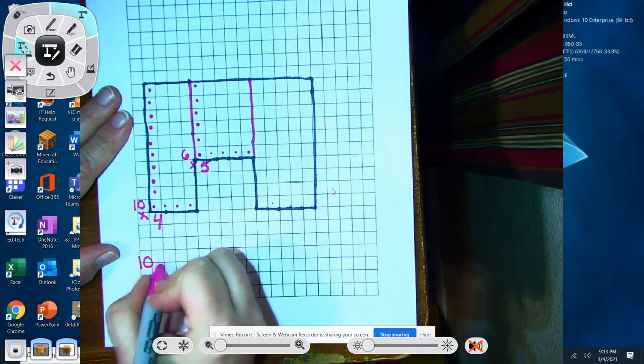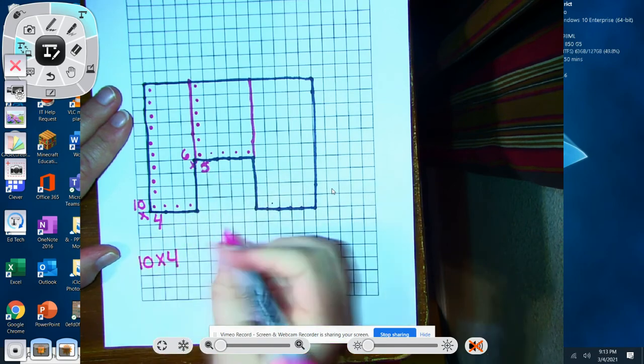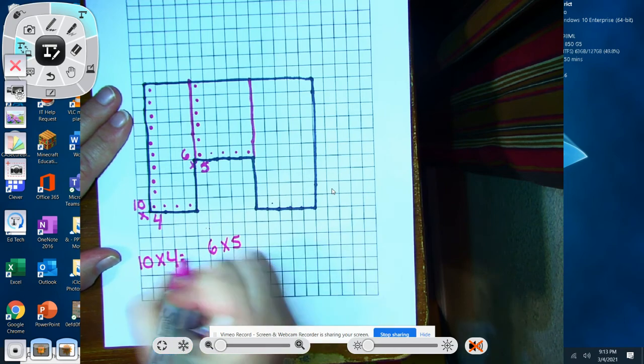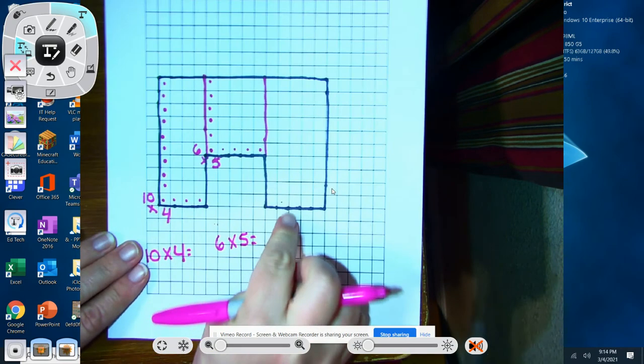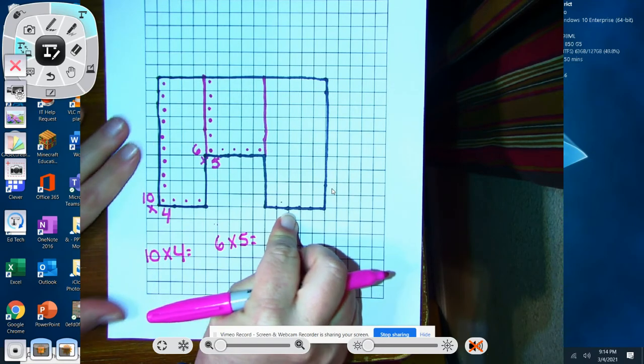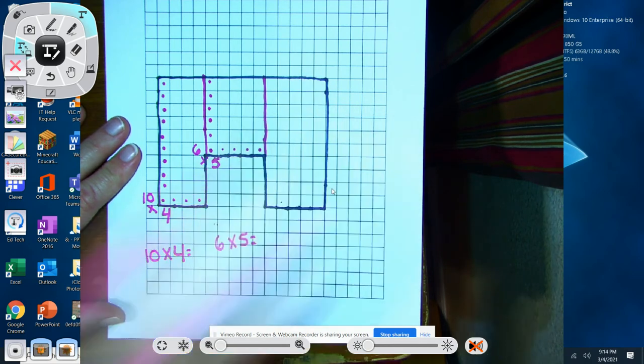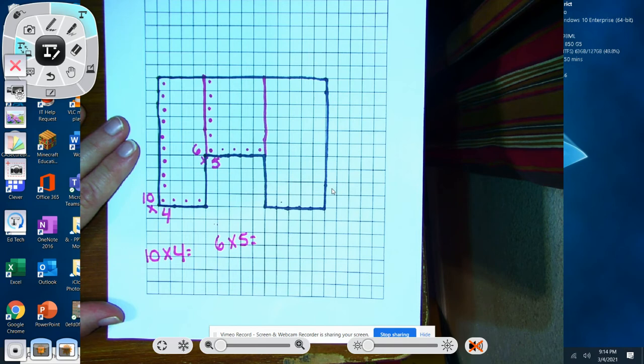So we have our rectangles. We have 10 times 4. Now we have this middle one. This is 6 times 5. And then we have this one that's right here. So go ahead and see if you can stop the video for a minute. See if you can count that one for me. If you stop the video and pause the video, you should be able to count it. So I'm going to give you just a second to do that. Okay, hopefully now you're back. I hope you paused it and you can tell me what this one is.